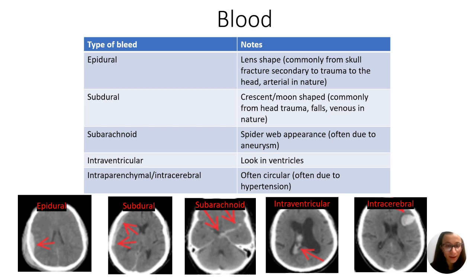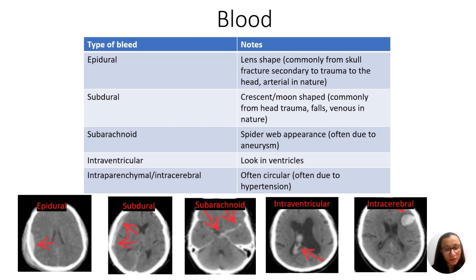Lastly, we're talking about intracerebral. This type of brain bleed occurs within the brain tissue itself, and it's usually due to high blood pressure, hypertension. It can also cause severe headache, nausea, vomiting, etc. And that's typically rounded, as shown in the picture. So just to say it again, epidural, you're going to see more of a lens shape. Subdural, more of a crescent, moon shape. Subarachnoid, I like to think of it as spider webs, whatever you want to call it.